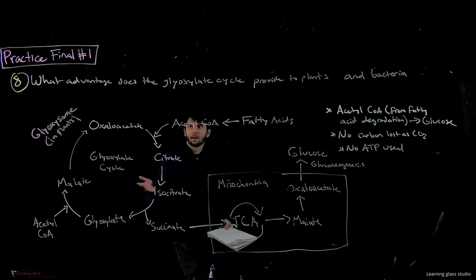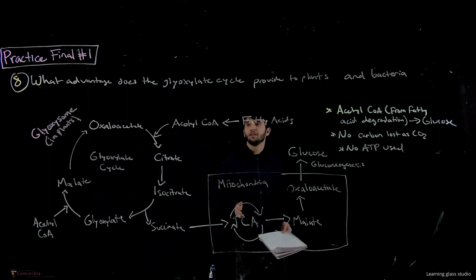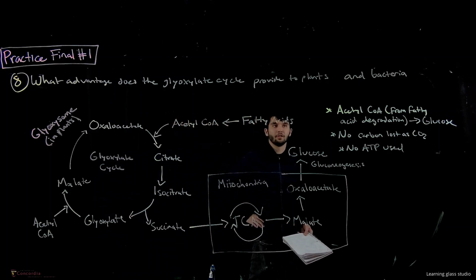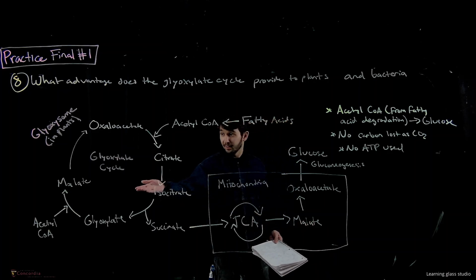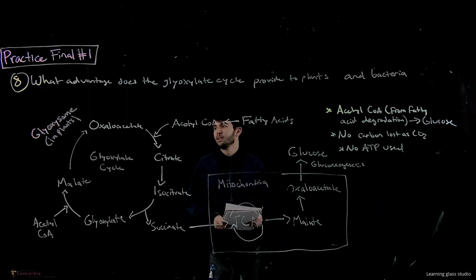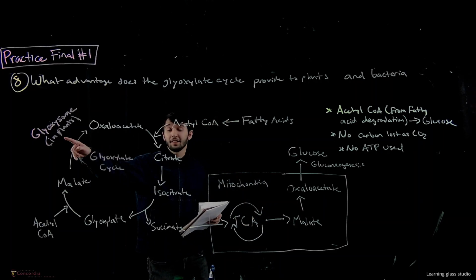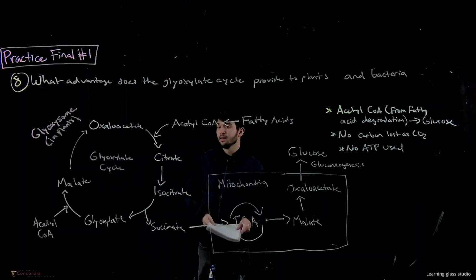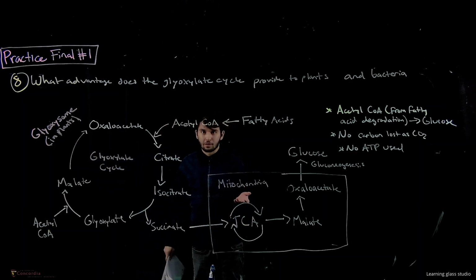All right, next question. What advantage does the glyoxylate cycle provide to plants and bacteria? So this is the glyoxylate cycle. It is sort of an alternative citric acid cycle. It takes place in the glyoxysome in plants. And essentially, it looks kind of like the citric acid cycle.